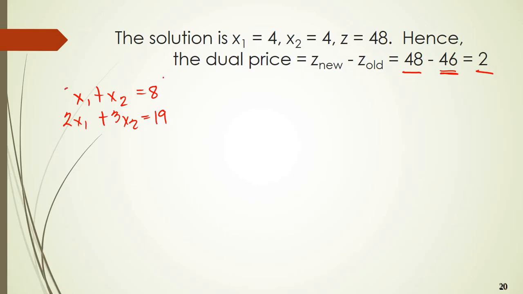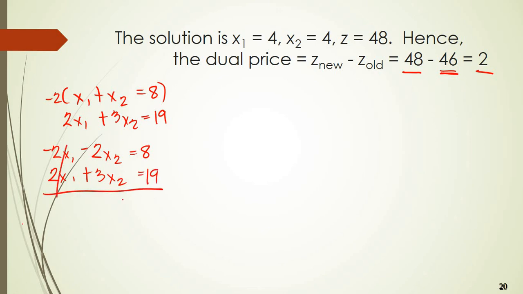So we're going to multiply the first one by negative 2. We'll come up with negative 2x sub 1 and negative 2x sub 2 is equal to negative 16, and we copy the second one. So we cancel x sub 1, and negative 2 and 8, sorry, I made a mistake. Negative 2 times 8 would be negative 16. So if we subtract negative 16 from 19, that would be x sub 2 equals 3.